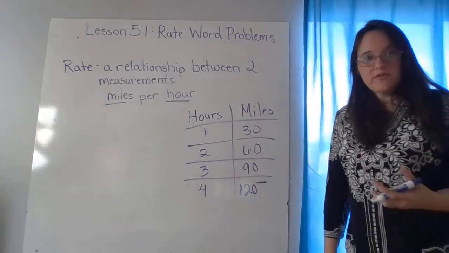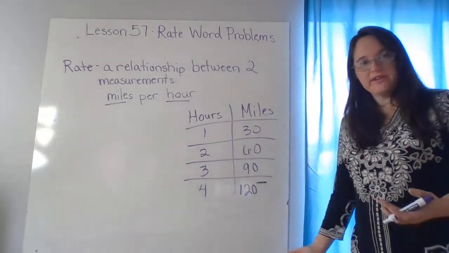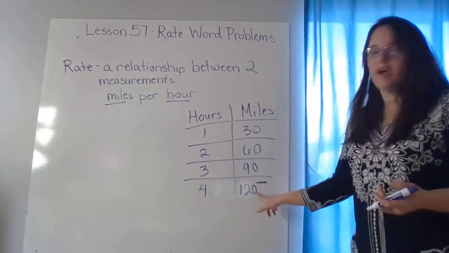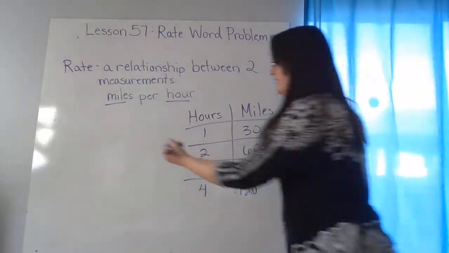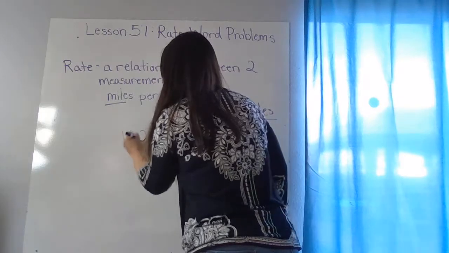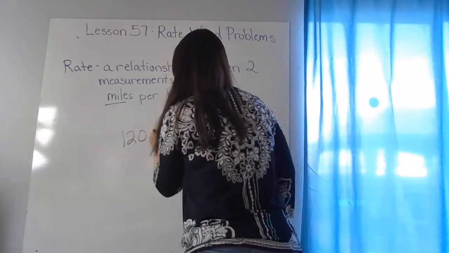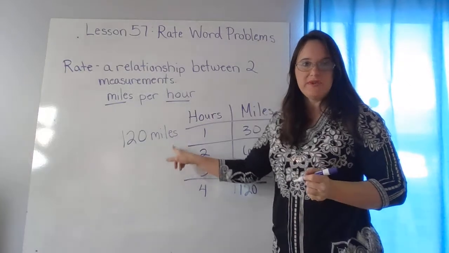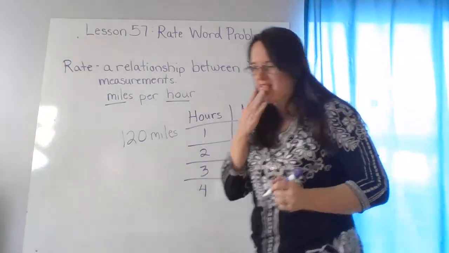So then the answer to our question, after 4 hours, how far did Liam drive? We can just look at the table and go, oh, he went 120 miles. And it's a word problem, so we need to make sure we have our label at the end there.